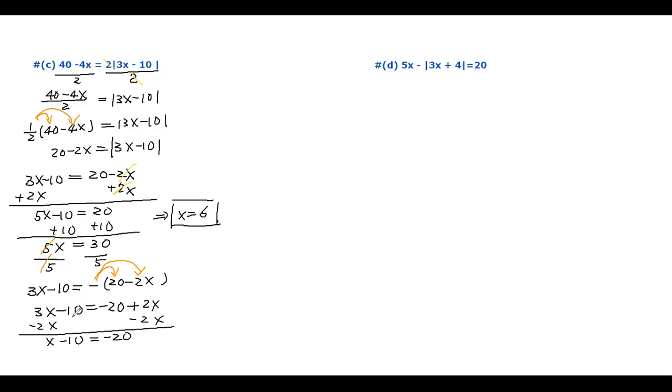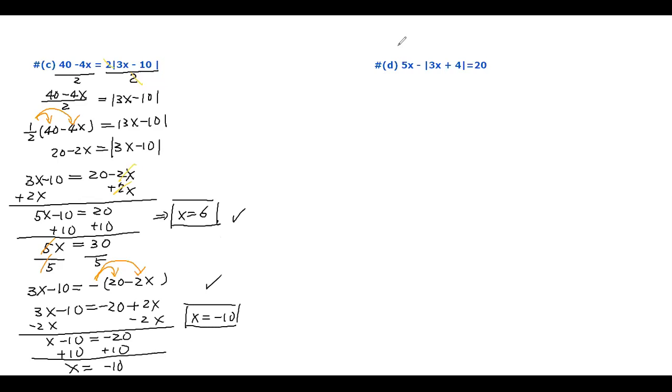Now I solve for x: add 10 to both sides. So what is negative 20 plus 10? It's negative 10. So I know that x equals negative 10. So for this problem, I have 2 solutions, right? That's why we said we want to move everything to one side, right? Okay, now we can apply it.